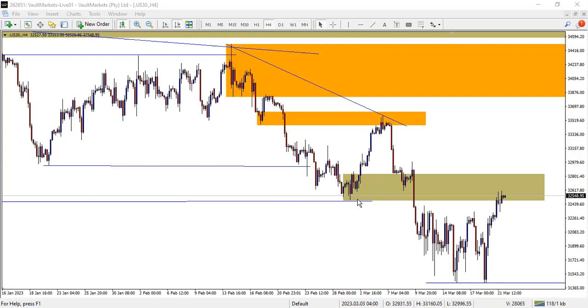Now this is our first order block here. All right, from W1, this is our first order block. So this is what I describe as a trap. This will be the SMT, the smart money trap. And the second order block is up here. All right, then the second order block is where it's up here.